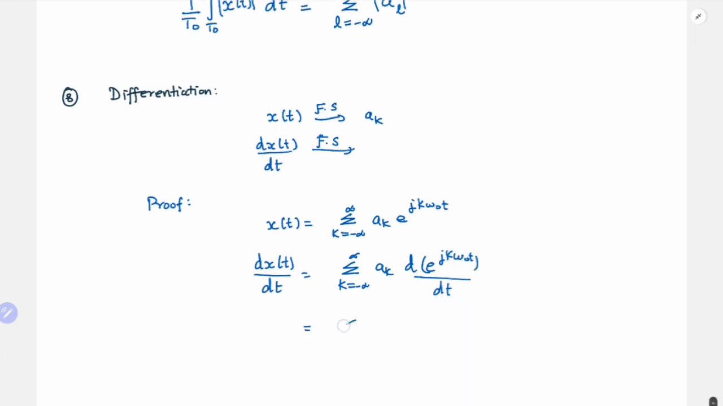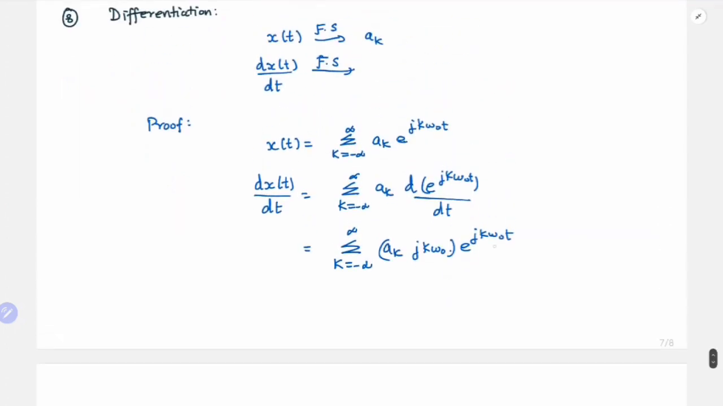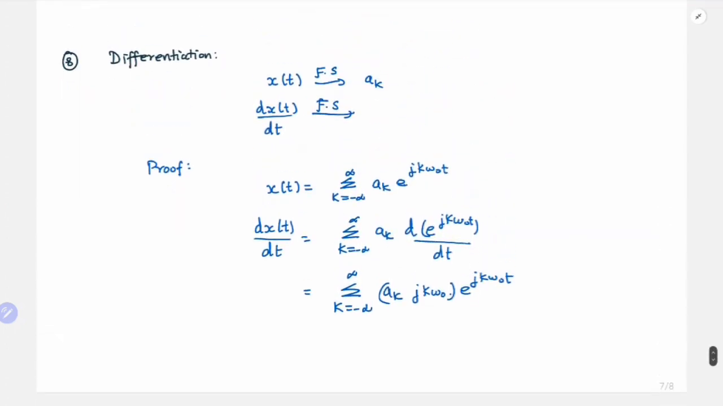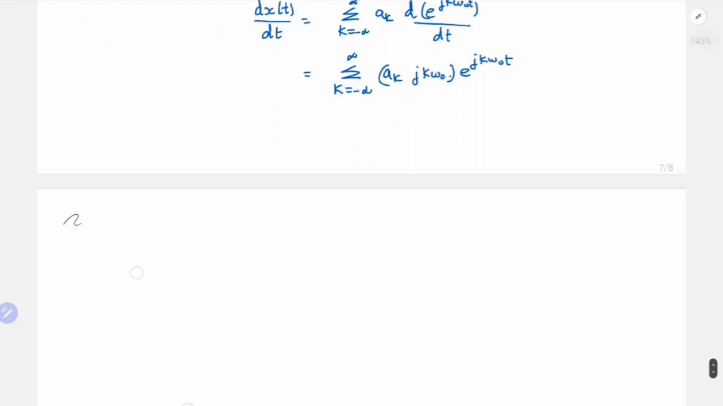And this is nothing but summation k equal to minus infinity to infinity a_k jk omega naught into e power jk omega naught t. So this is going to remain the same. So still dx of t by dt is periodic with period T naught, and the Fourier series coefficient has changed to jk omega naught into a_k. Okay. And the next property will be integration. So these are simple.